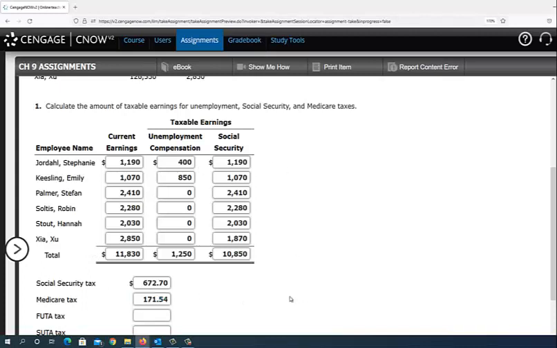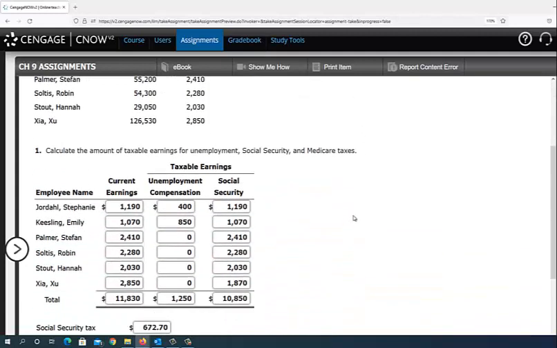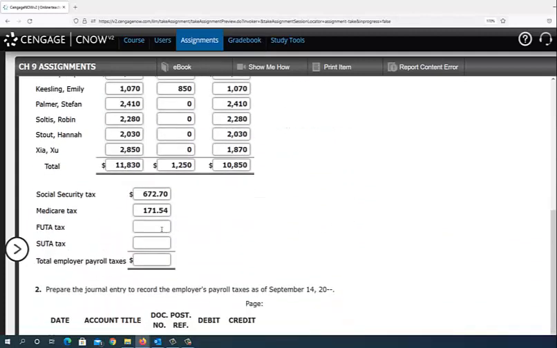Now the FUTA tax is 0.6%. And the way we get the 0.6% is the normal tax is 6%, but since the company pays into a state-funded unemployment system, they get a 5.4% reduction. So if you take 6% and deduct 5.4%, your FUTA rate is 0.6%. So we'll do $1,250 times 0.6%, and if you don't have the percent sign on your calculator, that's 0.006. Okay, that will give us $7.50.